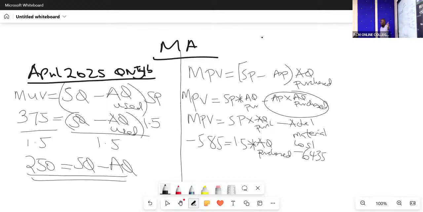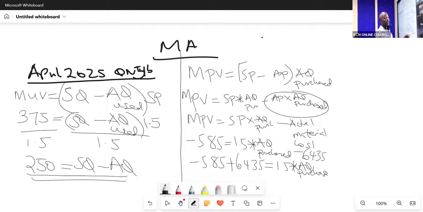Now I can easily evaluate the AQ. What shall I do? Abracadabra, I will take this minus 6435 to the other side. So it will be minus 585. This other side is negative. Here it becomes who? Positive, isn't it? Equals 1.5 times AQ purchased.